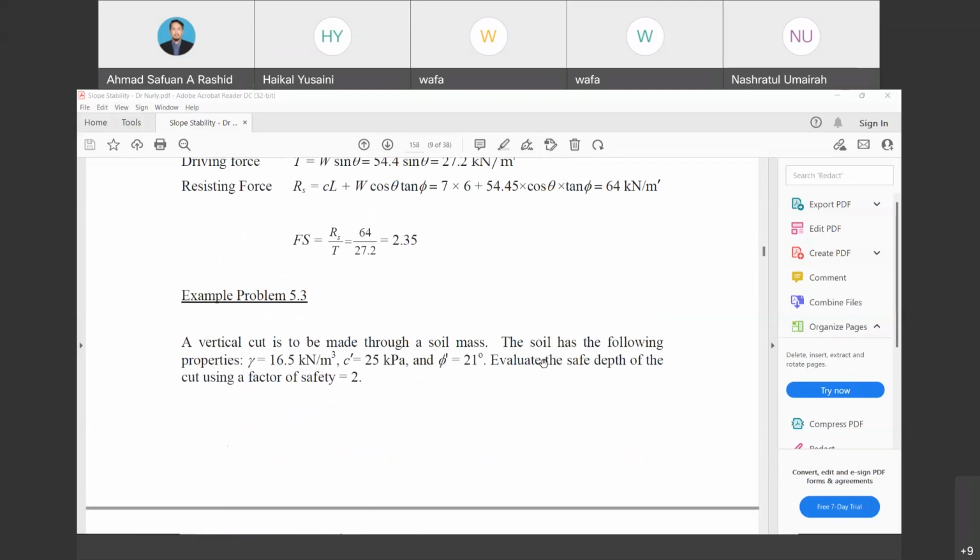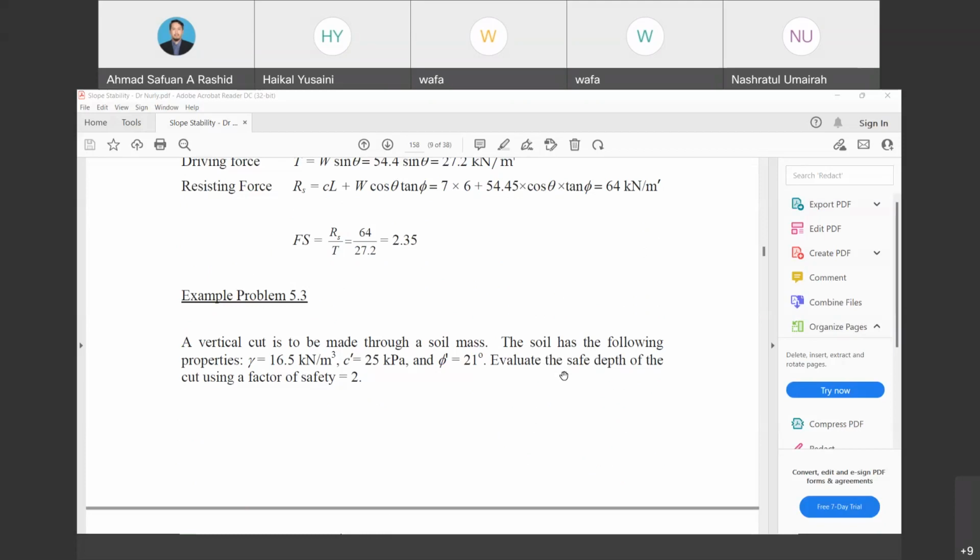So for problem 5.3, a vertical cut is to be made through a soil mass. This is a vertical cut, so beta is equal to 90. The soil has the following properties: 16.5, 25, 21. Evaluate the safe depth of the cut using a factor of safety of 2. We may use the HCR, but we include the factor of safety equal to 2.